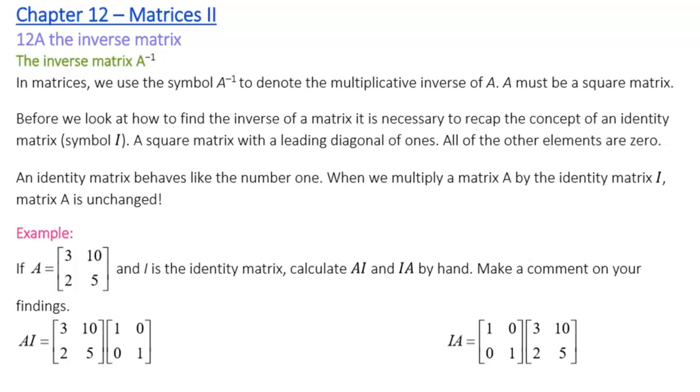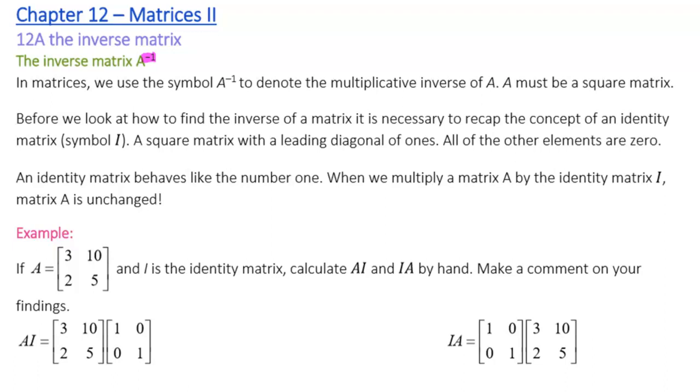Alright, so today we're going to be doing 12A, the inverse matrix. We use A to the power of -1. That means the inverse of A. And to find an inverse, we must have a square matrix. So for the inverse to exist, the matrix must be square.